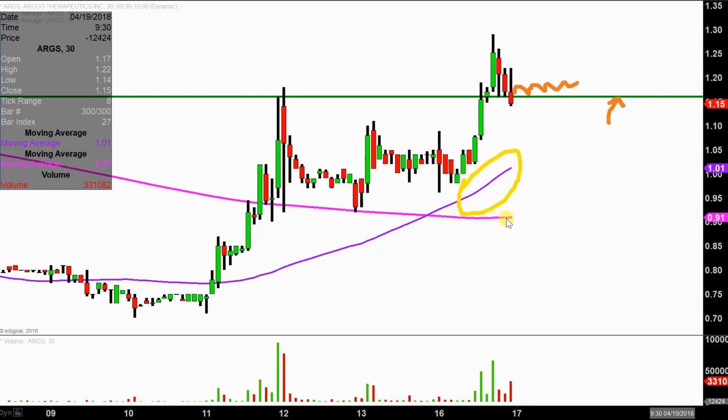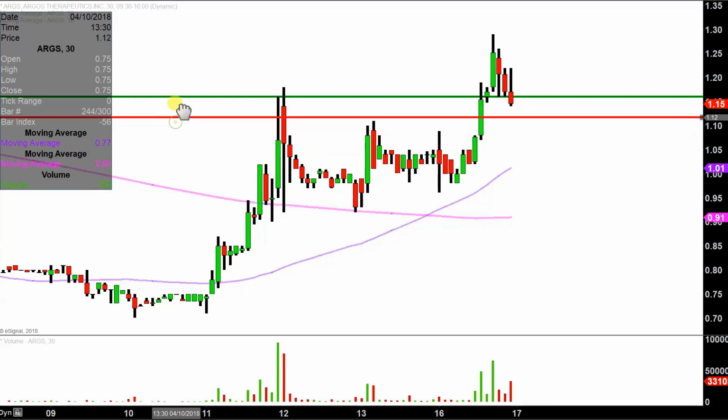up above this purple line right there, which is the famous 50-period simple moving average, keyword being moving. So as time goes by, that purple line is going to move itself higher and higher. And as long as the price stays above that purple line, then from a big picture perspective, the bulls are 100% in control.